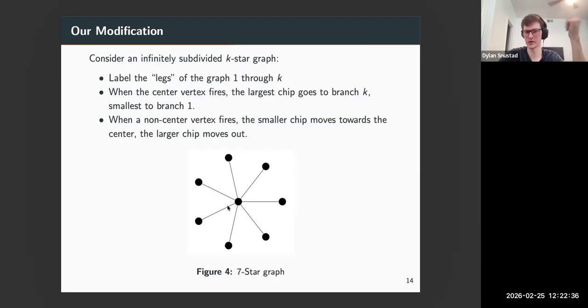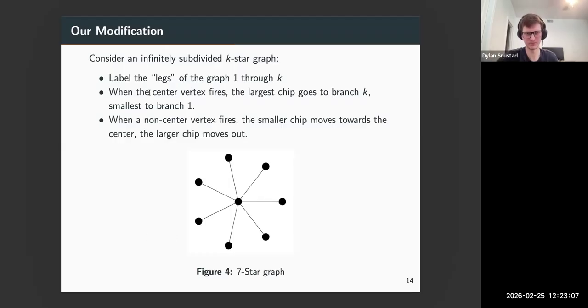Here I have a picture of this 7-star. What I mean by that is I'm just going to extend each of these legs out to an infinite path graph in each direction. So each of these legs is actually an infinite path graph that starts at this center vertex and keeps going. And so when we do labeled chip firing, I need to give you a rule, right? Some sort of local sorting property that we hope extends to some sort of nice global sorting property, right?